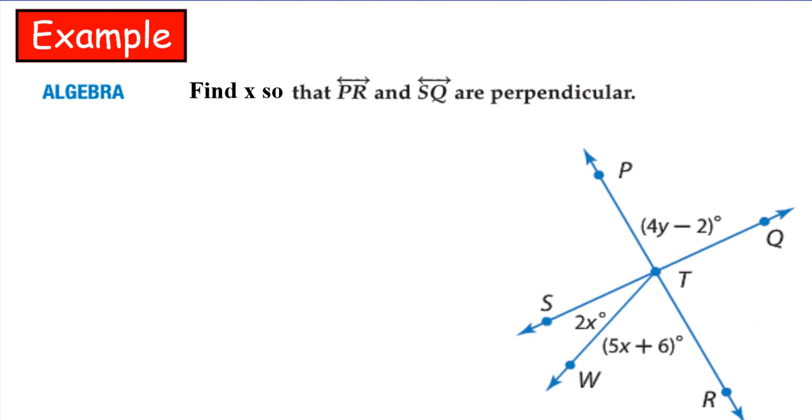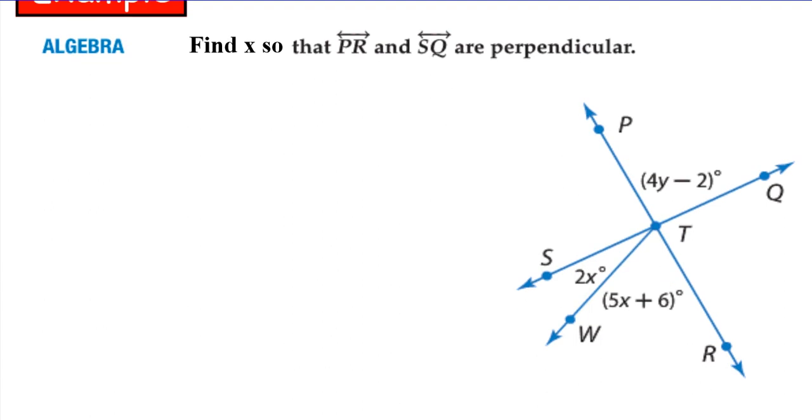Here's an example of a problem, then I'll have you try one and that'll be it. So this says, find x so that PR and SQ are perpendicular. Well, PR, let's do that in green. So here's PR and SQ are perpendicular. If we know that these are going to be perpendicular, we know that these are going to make a 90-degree angle. So that means this is 90 degrees, that's 90, that's 90, that's 90.